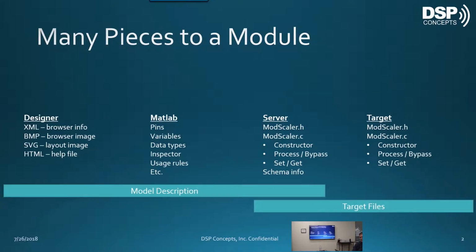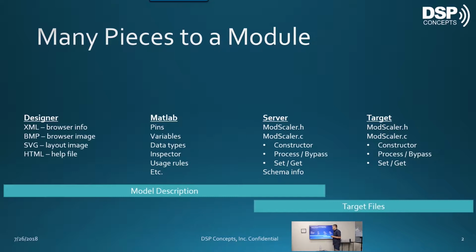So it turns out there's a lot of pieces to a module, okay? And so there's a lot of stuff that needs to happen. And I like to split it up into two parts, okay? I call it the model description. This is what MATLAB knows about and Designer knows about. And then there are the target files that'll run in real time, okay?